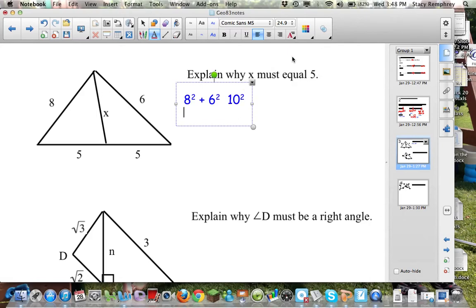squared. And again, some of you are going to see this relationship already. 64 plus 36. I'm going to compare that to 100. I can see that they are equal to each other. And that means that this triangle is a right triangle. I've proven it because I proved that a squared plus b squared equals c squared.